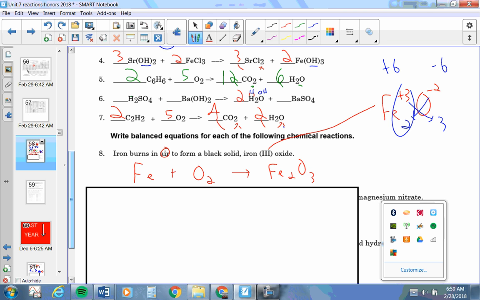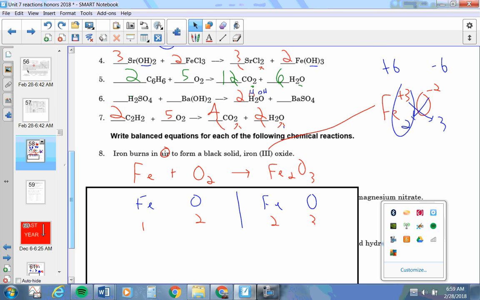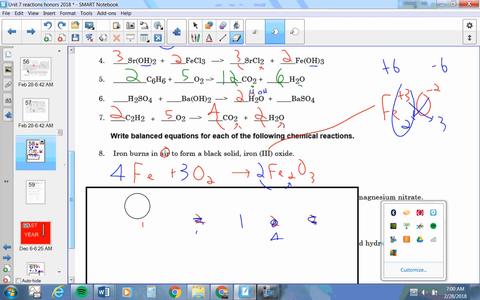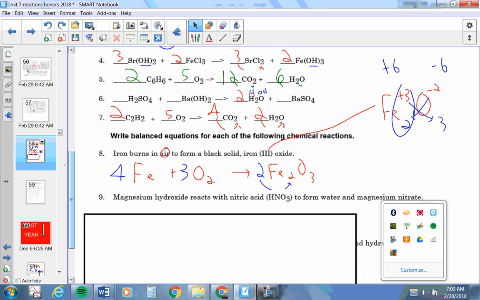Balancing this, I'm going to count Fe's and O's. The oxygens are the classic 2-3 dilemma where we're going to need 6 on each side. So if I triple this side to get 6 and double this side to get 6, I have to recount, and that ends up with 4 Fe's. So I'm going to need a 4 in front. That one is the balanced equation. I don't need the little subscripts, the liquid, solid, gases.